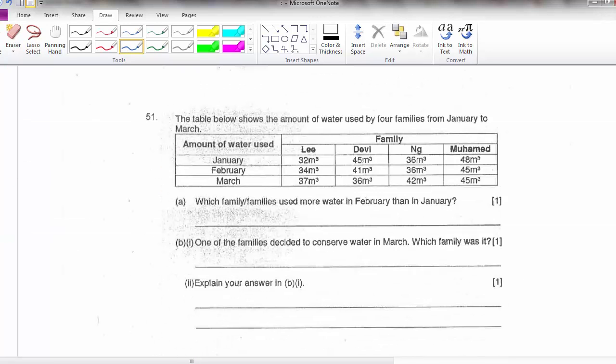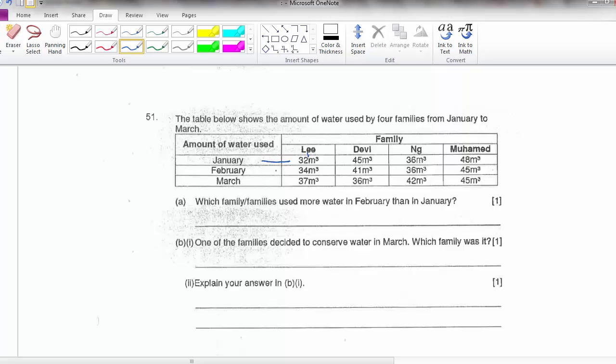51. So this table below shows the water used by 4 families from January to all the way to March. So how you read this table is, this is the Lee family. The amount of water the Lee family used in January is 32 meter cube. Then in February is 34, in March is 37. So same for the Devi family, the Ng family, and the Muhammad family.